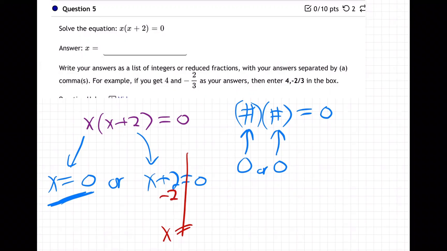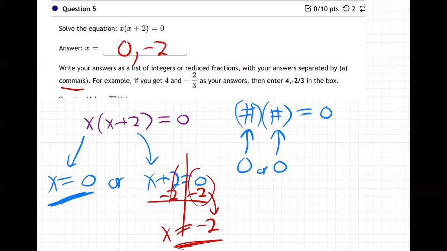We subtract 2 from both sides. This is gone, and then this is 0 minus 2, negative 2. That's the other answer. So the two answers are 0 and negative 2, and they want you to put a comma between them. Write your answer separated by commas. I think right here it says listed, and it doesn't say that the order matters. So either way, 0, negative 2, or negative 2, 0. Those are the two answers. Either one of those answers would make this equation true.